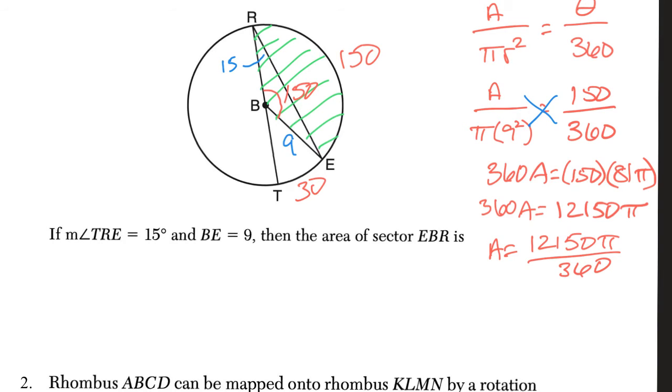Now at this point, you can do one of two things. You can plug all of this into your calculator if your calculator skills are up to the task. Or what you can do is just do the division of the numbers first. So you can do 12,150 divided by 360, get a number, and then multiply by pi, and you will get the same answer as if you just plugged all of this into the calculator. Either way, your answer will still come out to be 106.